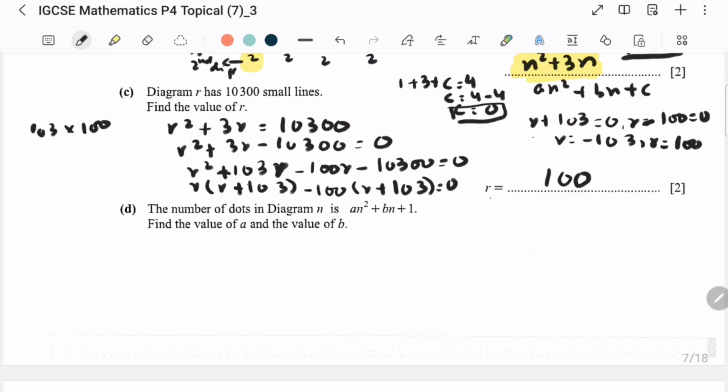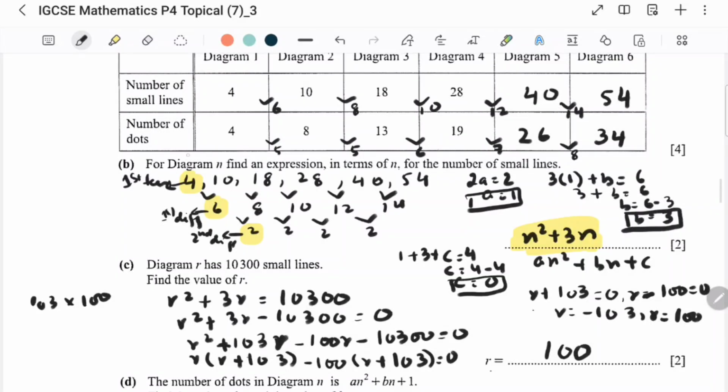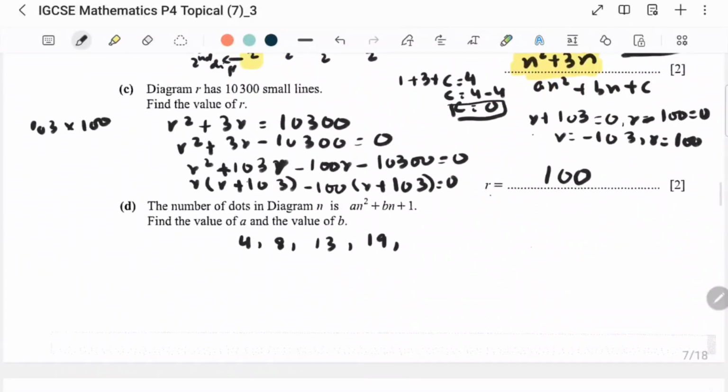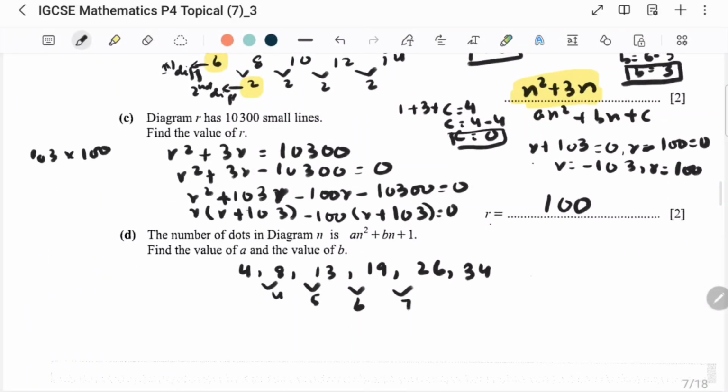Alright, so number of dots. We have to find the nth term of the number of dots. So 4, 8, 13, 19, 26 and 34. The differences are 4, 5, 6, then 7, then 8. Alright, so the first difference changes by one each time, so it is a quadratic sequence.